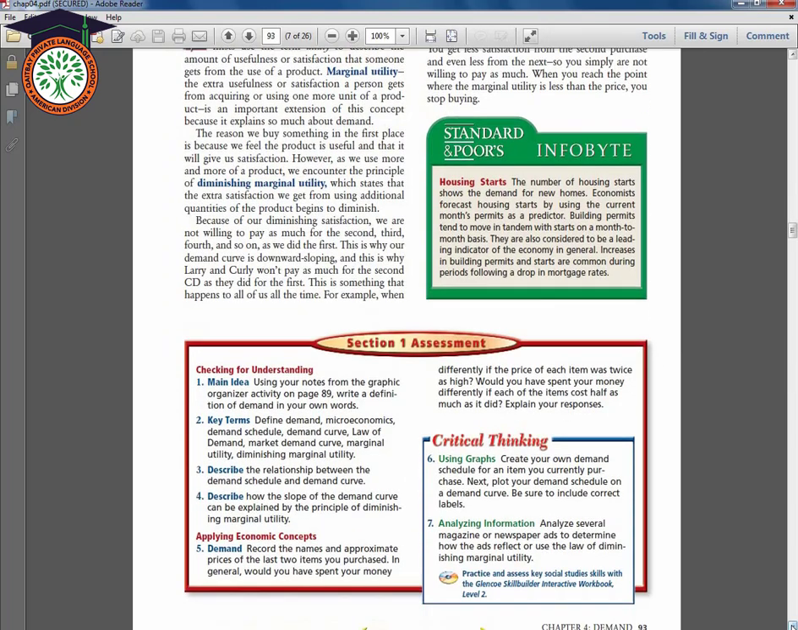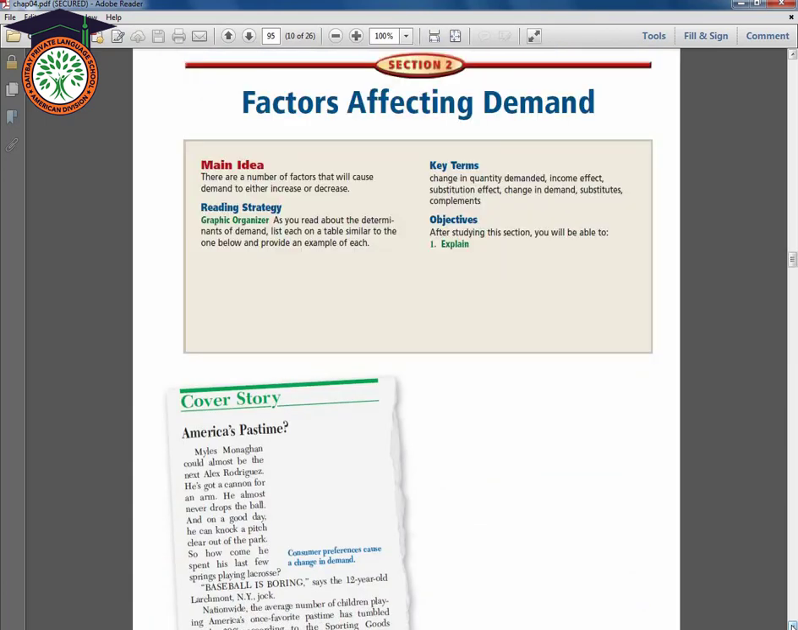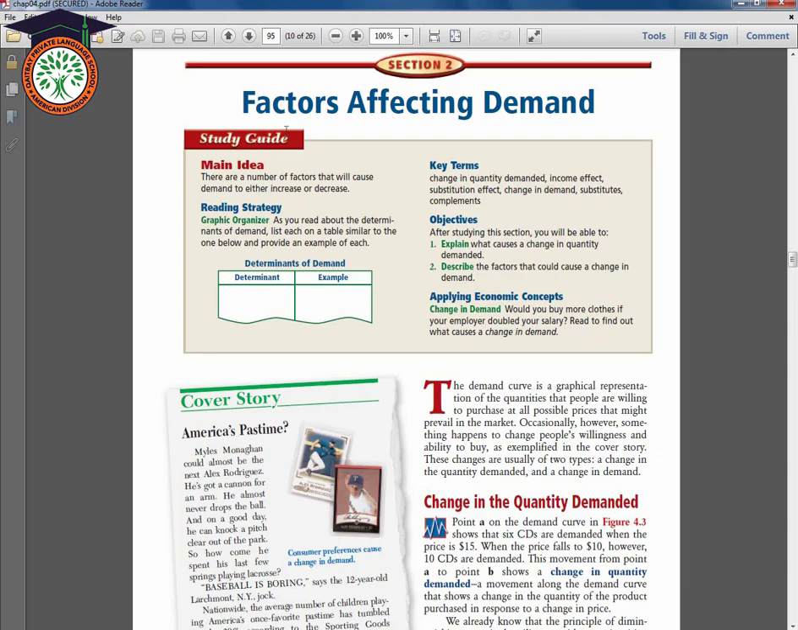Let's move now to the new lesson, which is factors affecting the demand. What does this mean? We said that the relation in the demand is always between the prices and the quantity demanded. Here we are going to learn that it won't be for all time. It will be for a period of time. For example, if the price is low, the quantity demanded is not going to stay high or increasing for a very long time.